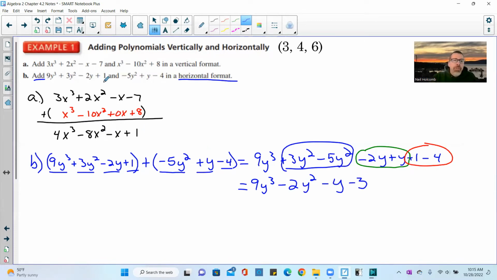I just simply prefer to do it vertically and line things up, and when there is no term that goes with the other, I put in what I call a spacer, a zero. Okay, so that's how you do adding polynomials vertically and horizontally. So now you should be able to do 3, 4, and 6 on your exercise.